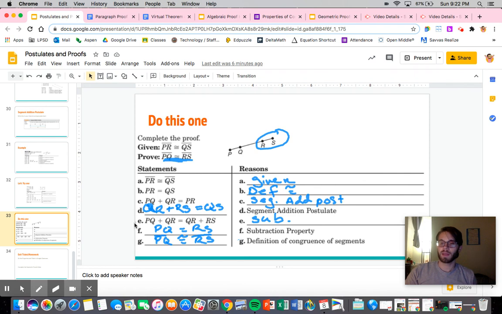There's a lot of different things, and we're going to practice a lot with proofs, so don't worry if you're not super fantastic at it right away.